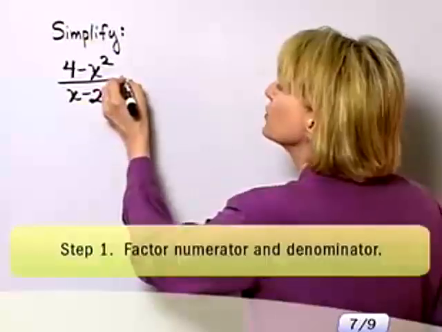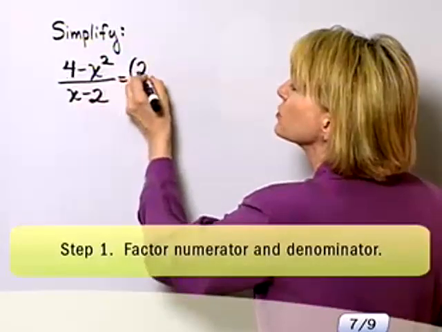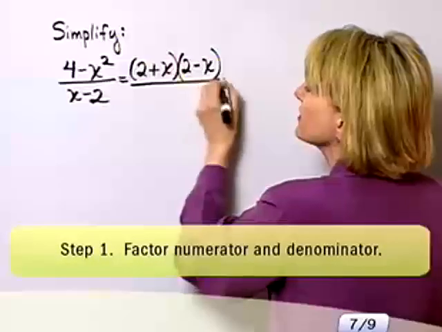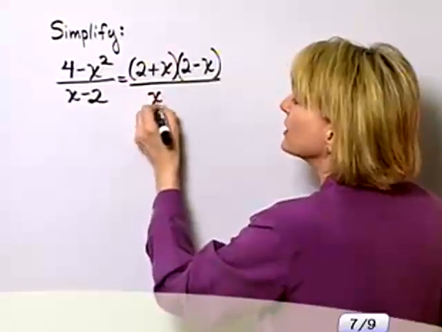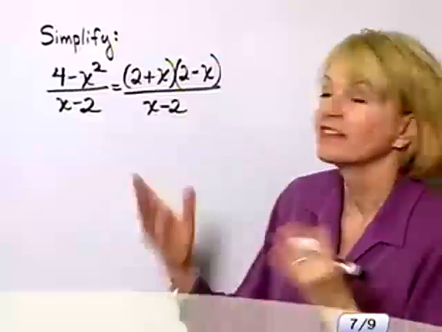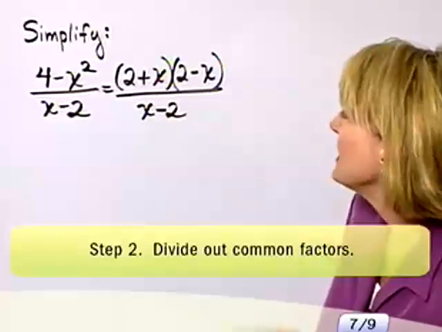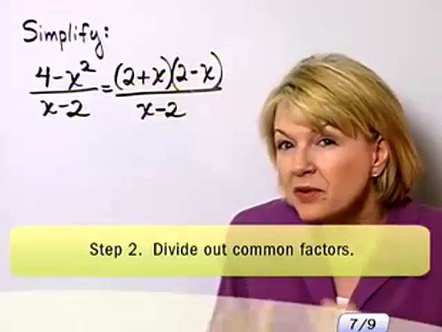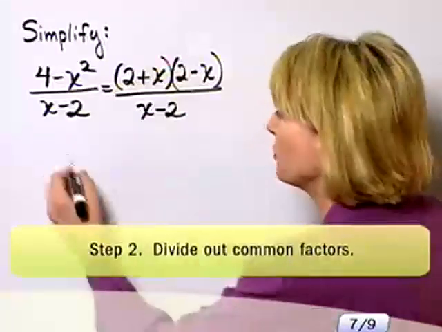I want to simplify this rational expression. Let's completely factor numerator and denominator. This is the difference of squares, so it's 2 plus x times 2 minus x. I'll let you check that by multiplying. And in the denominator, I have simply x minus 2. So I've completely factored everything. Do we have any common factors? Not exactly, but notice we have 2 plus x and x minus 2. Remember, those are what we call opposites of each other. So let's see what we can do.